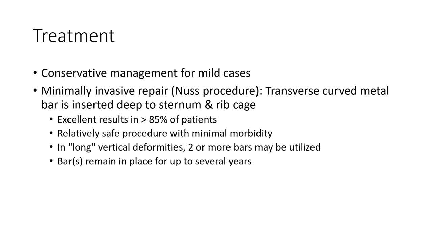Treatment: conservative management for mild cases. Minimally invasive repair, the Nuss procedure, in which a transversely curved metal bar is inserted deep to the sternum and ribcage. Excellent result in more than 85% of patients. Relatively safe procedure with minimal morbidity. In long vertical deformity, two or more bars may be utilized. Bars remain in place for up to several years.